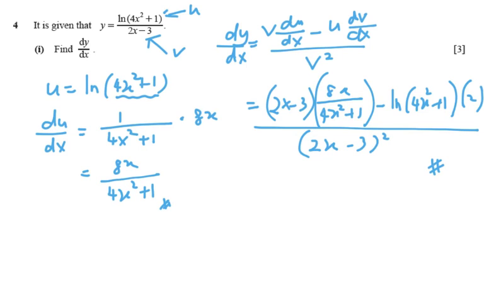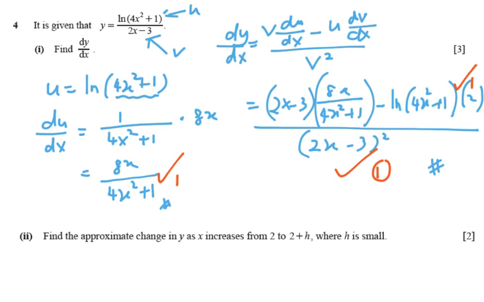The marks allocation will be 1 mark for getting the derivative of ln 4x squared plus 1. Second mark is you attempt to differentiate all the other terms using the quotient rule. So you will get 1 mark here, and putting everything in the quotient rule correctly.